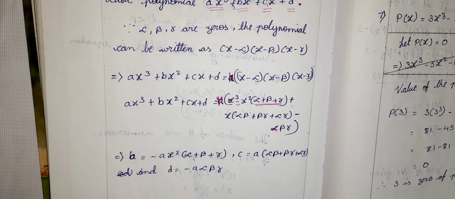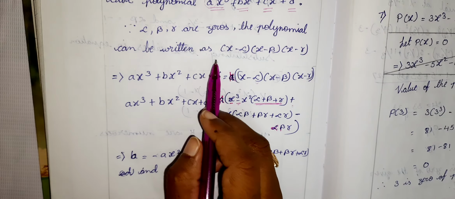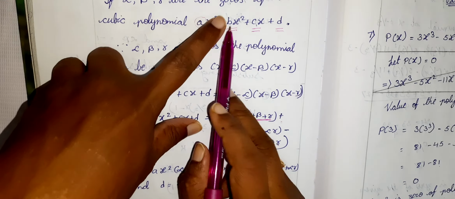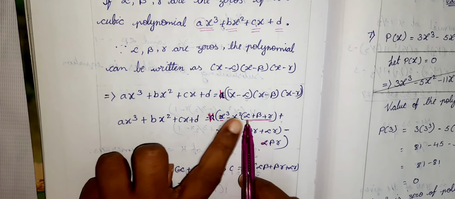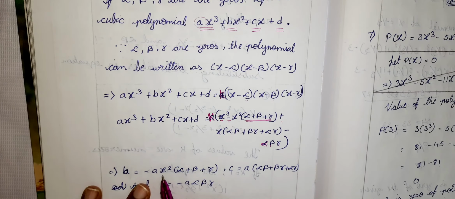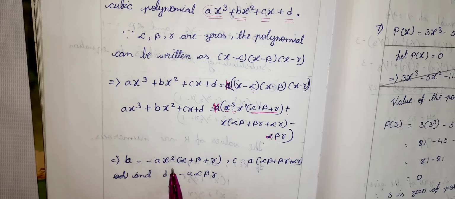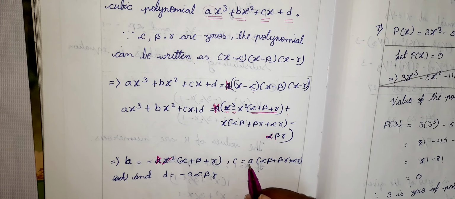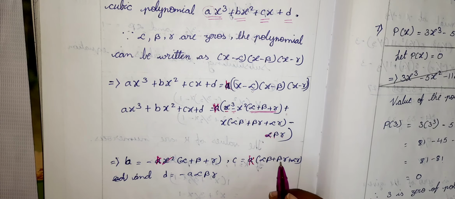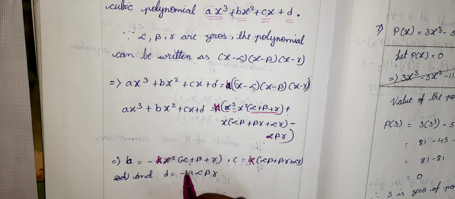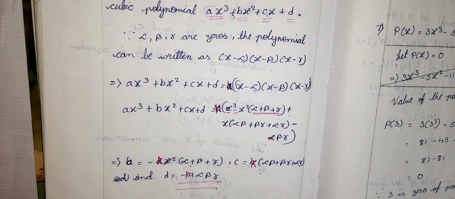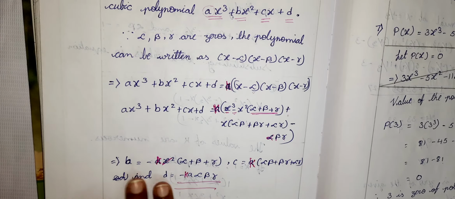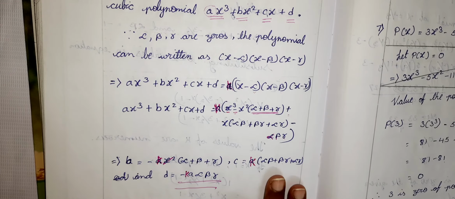Now comparing this with the general equation, you will get a is equal to k. b is equal to minus k times alpha plus beta plus gamma, and c is equal to k times alpha beta plus beta gamma plus gamma alpha, and d is equal to minus k times alpha beta gamma. So this is the general form of the cubic polynomial and the relation between the zeros and the coefficients.